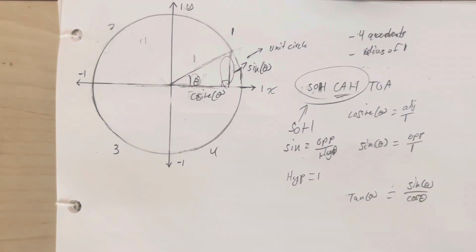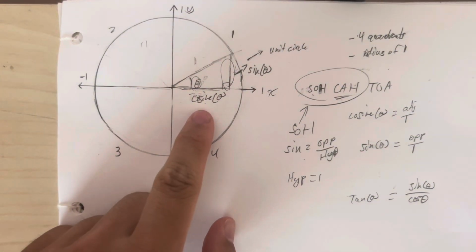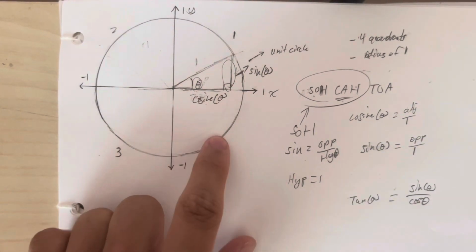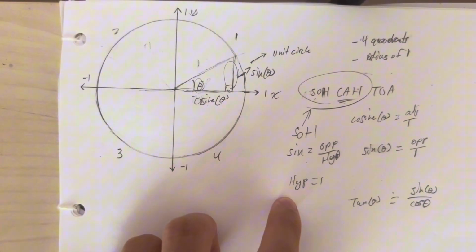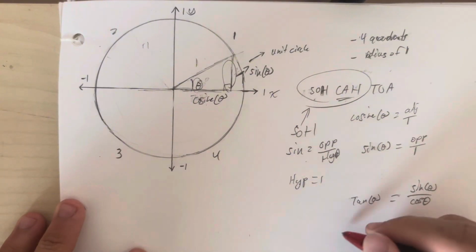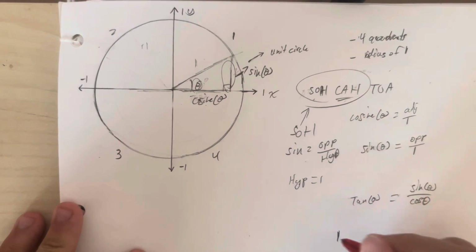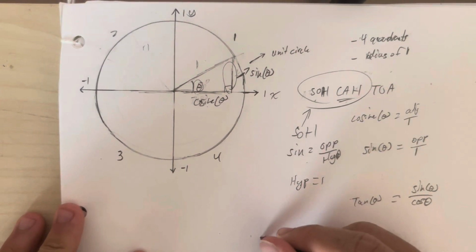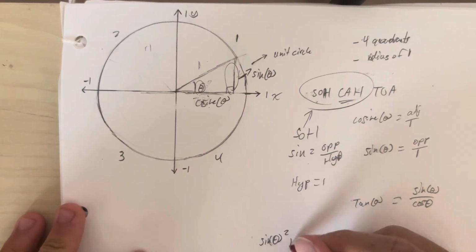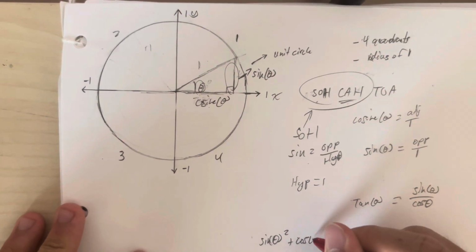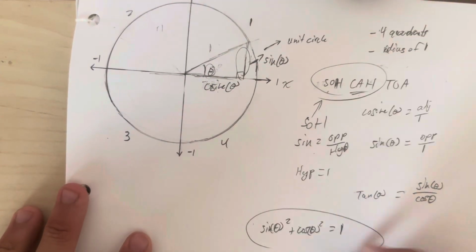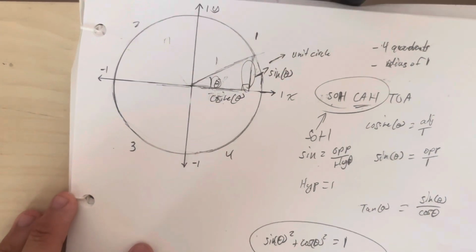And since we know that these lengths are the functions, we can also apply a squared plus b squared equals c squared to this. Because we know this, we could use 1 as c squared, and then sine of theta squared plus cosine of theta squared equals 1. Here, now you have a new function or formula.